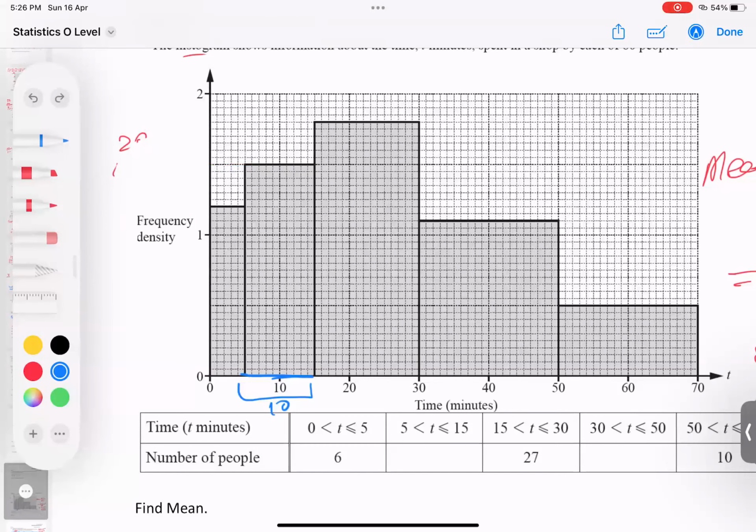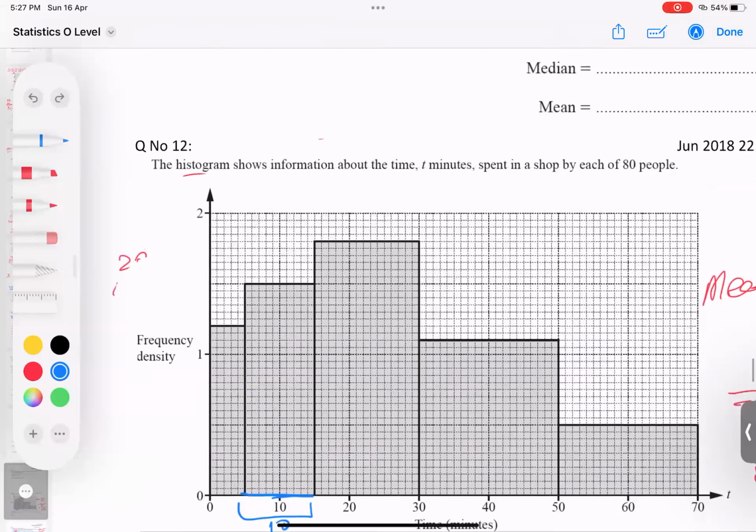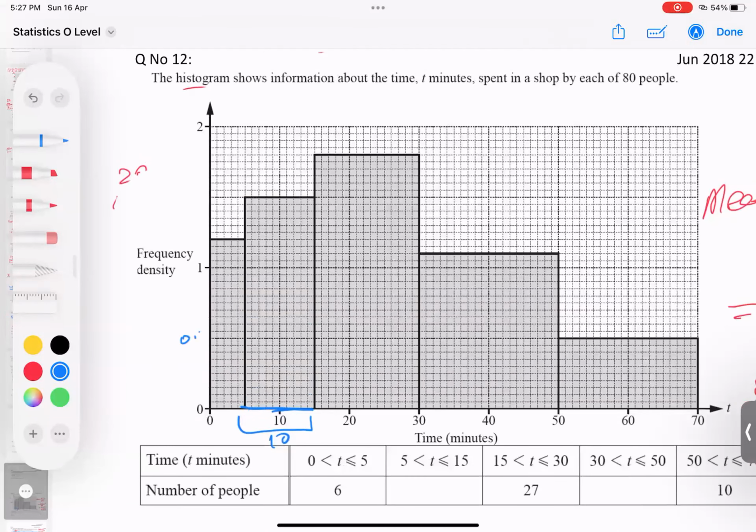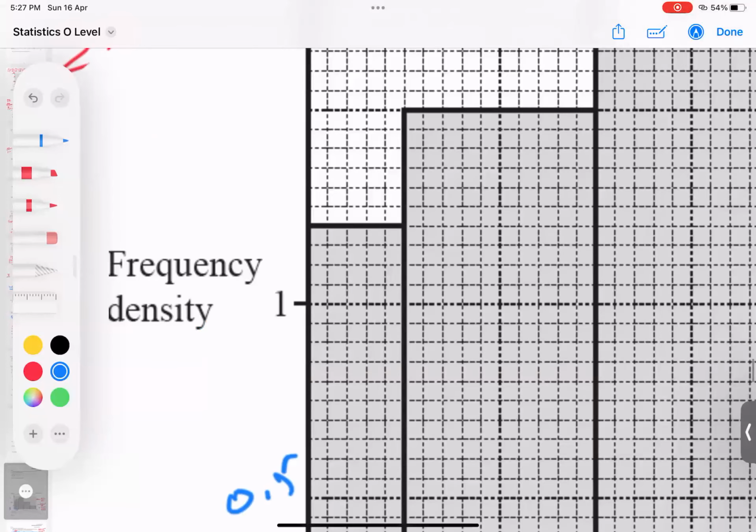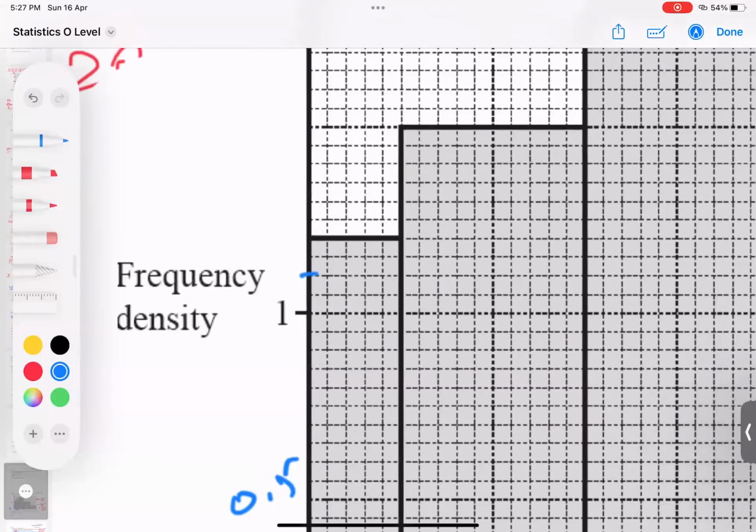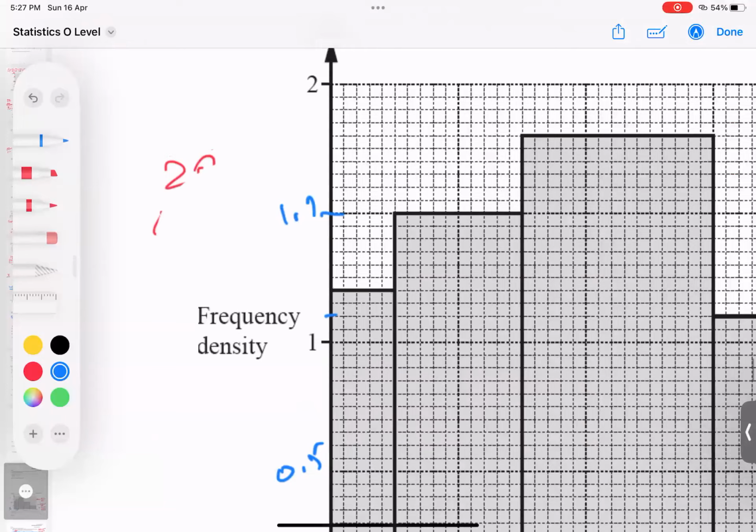So the gap is 10. How much is this height? I think this is 1. We must know what that is. I think this is 0.5 here. 0.5 divided by 10 gives 0.05, so one box is 0.05. So this is 1.1, and this is 1.5. This is 1.5. Okay, hold on.